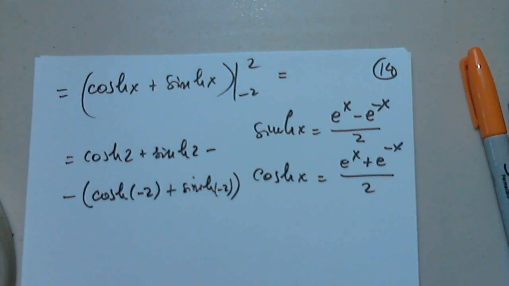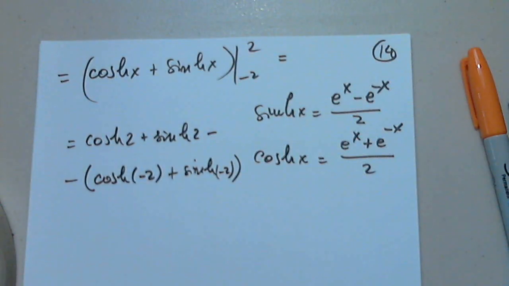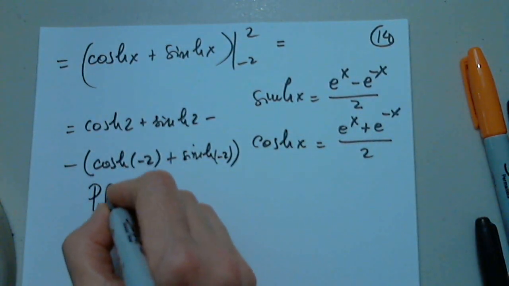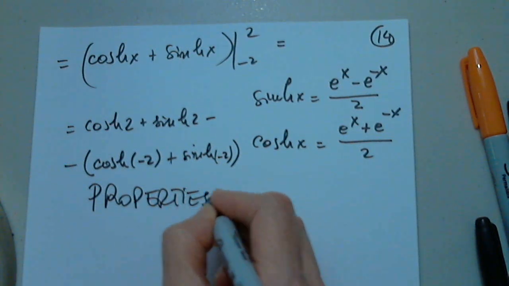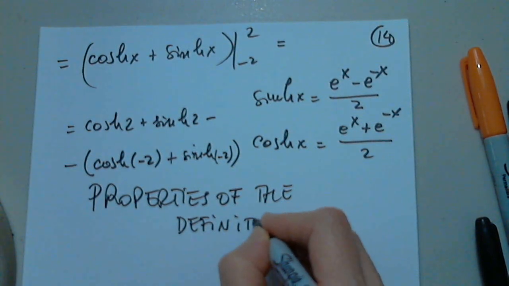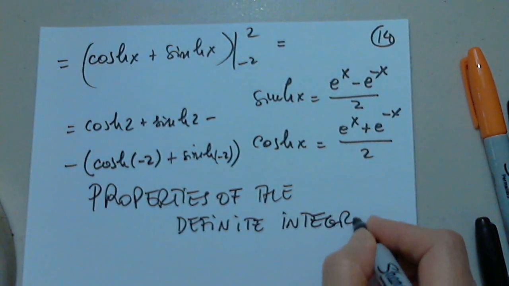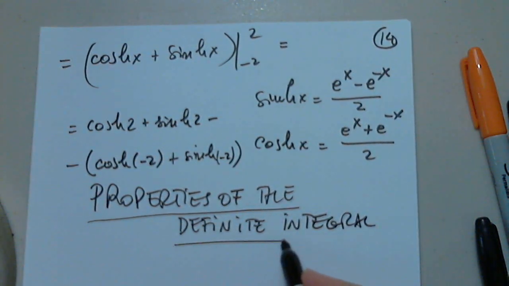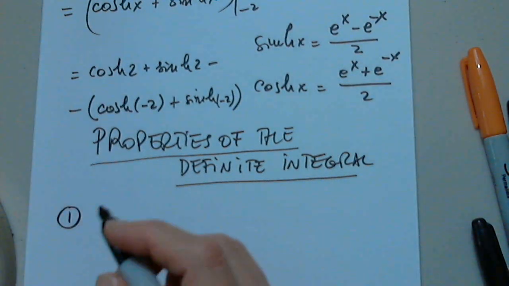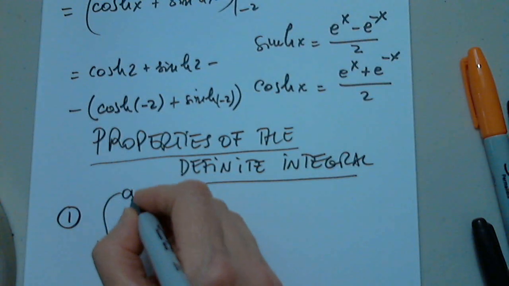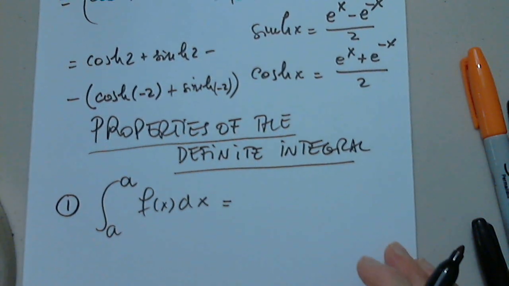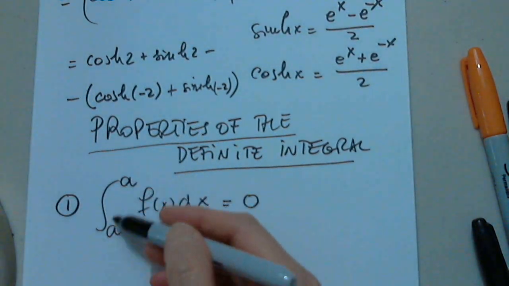Okay, perfect. So now I would like to continue with something called properties. Now we know what the definite integral is, and now we have properties of the definite integral. Number one, the integral from a to a of f of x dx. What do you think this equals to? 0. Yes, absolutely 0, because there is no interval.